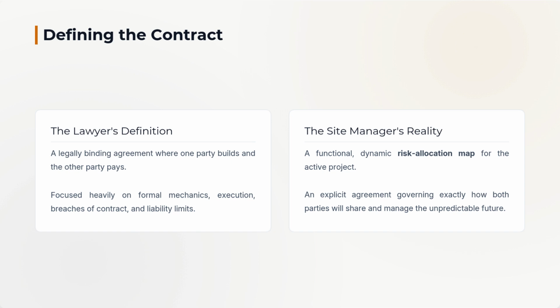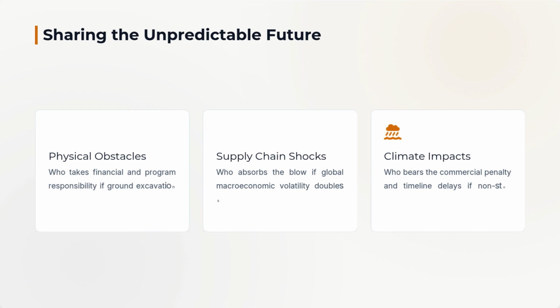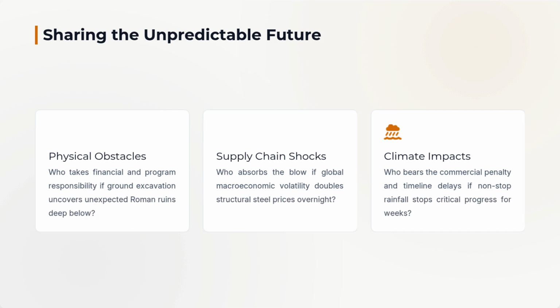Think of a construction contract as an explicit agreement on how two parties are going to share the unpredictable future. Who pays if we dig up the ground and find unexpected Roman ruins? Who pays if a global supply chain crisis doubles the price of structural steel overnight? Who takes the blame if it rains for 3 weeks straight? A construction contract doesn't just buy a building, it buys an agreed-upon set of rules for how two organizations will handle reality when things don't go according to plan.